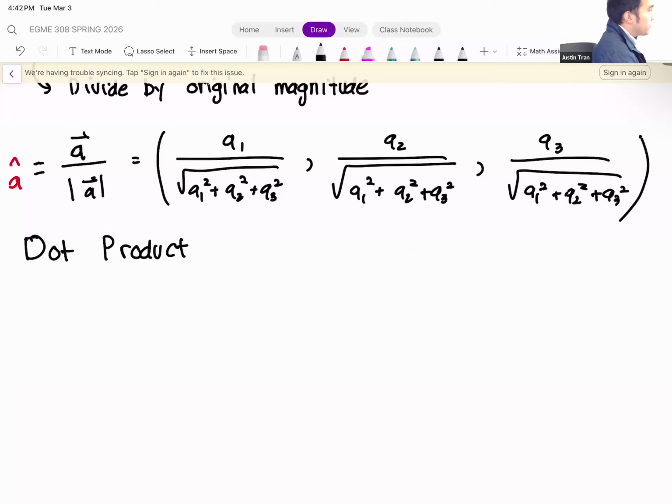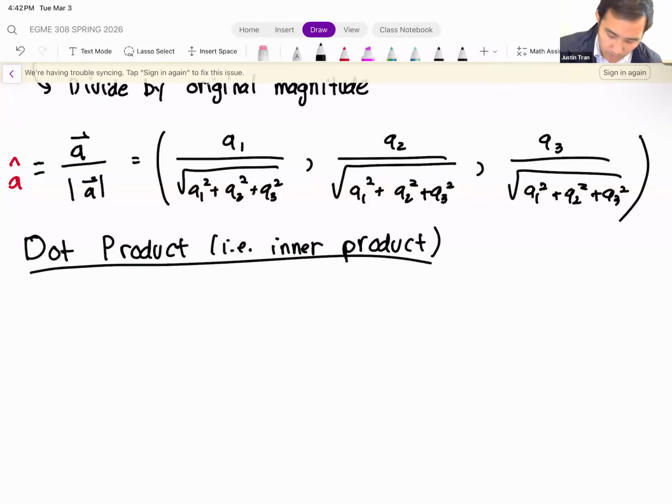Another name that you'll see for the dot product, kind of the original name, is what's called the inner product. Some old school engineering textbooks will call it the inner product, but in more modern textbooks and presentations we refer to it as the dot product. I've always learned it as dot product, but if you ever read textbooks from the 70s or 80s, they'll probably refer to it as the inner product.